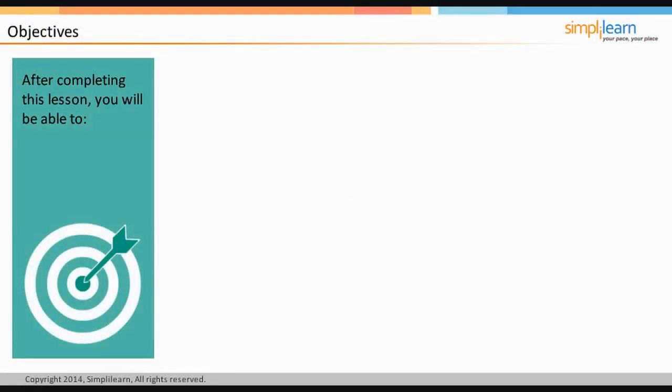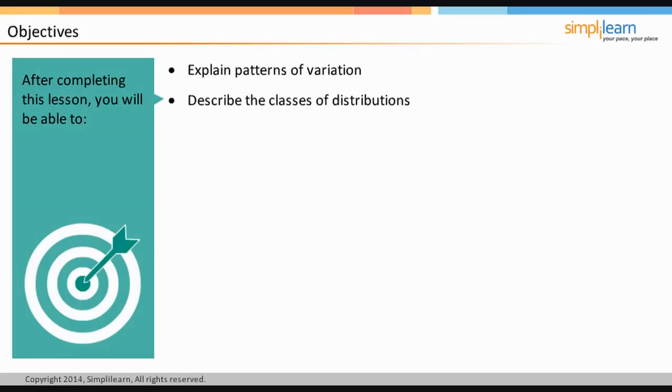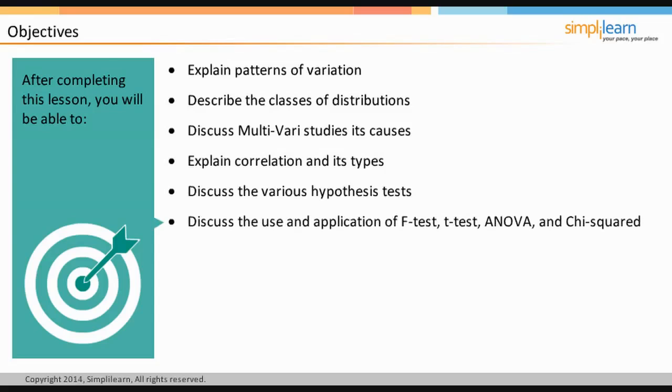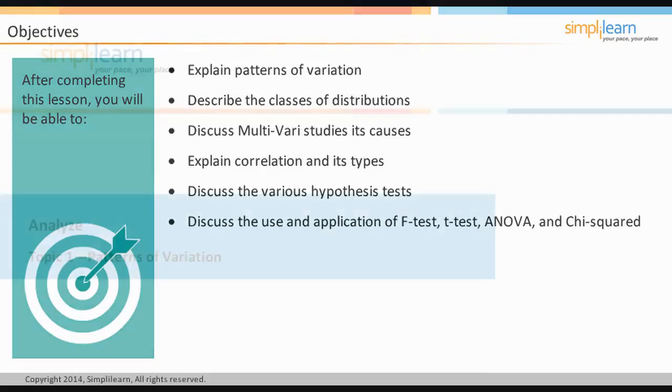After completing this lesson, you will be able to explain the patterns of variation, describe the classes of distributions, discuss multi-vari studies and its causes, explain correlation and its types, discuss the various hypothesis tests, discuss the application of F-test, T-test, ANOVA, and chi-squared. Let us proceed to the first topic of this lesson in the following screen.